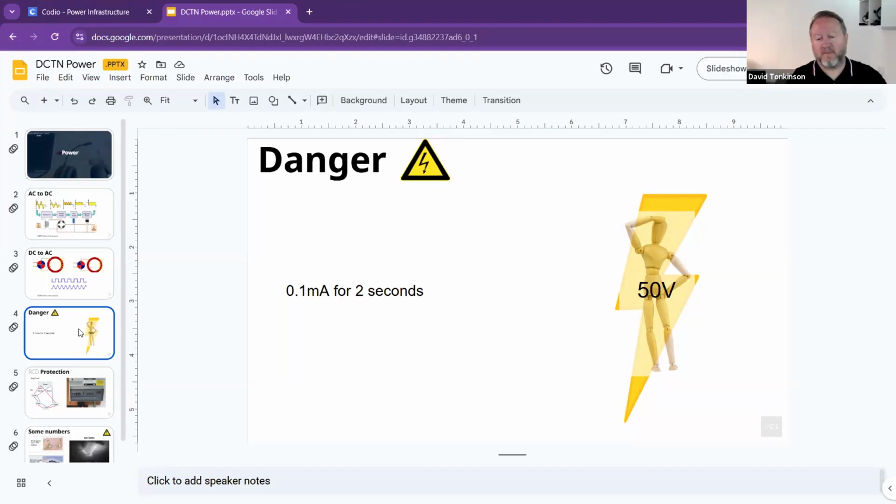Great stuff. So we know electricity is dangerous. How dangerous is it? Okay, we know it will kill you. Okay, so 0.1 milliamp for 2 seconds through your body will kill you. That is deemed to be the lethal dosage of electricity.